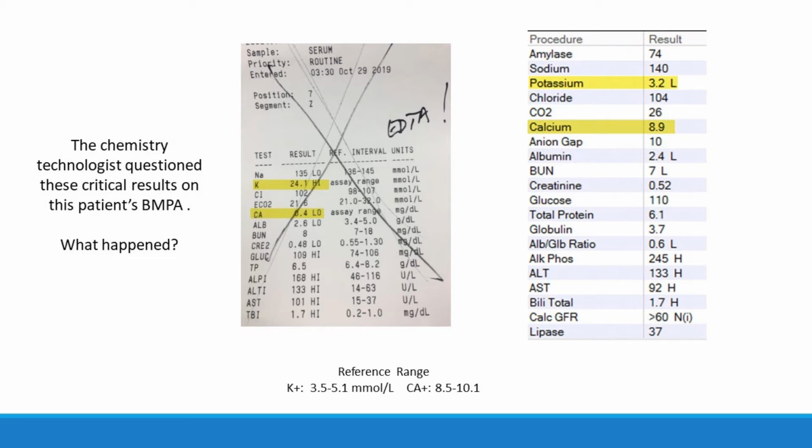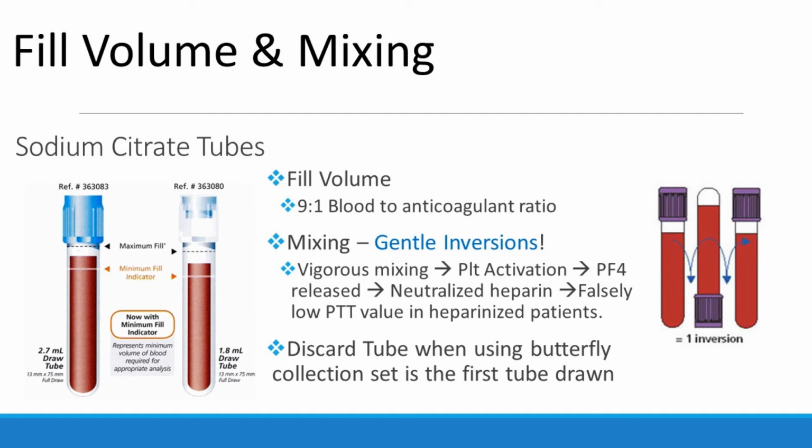So please don't transfer blood from one tube to the other. Most of them have additives. So, fill volume and mixing. This is a big deal with sodium citrate tubes. You want to make sure that you are in between the max and the minimum fill line, so you don't want to be pushing with a syringe over that max fill line. It will affect the clotting time. And obviously you want to make sure it's filled all the way.